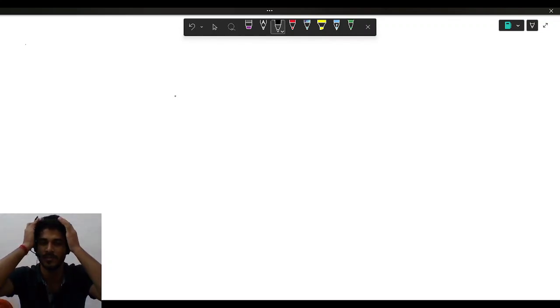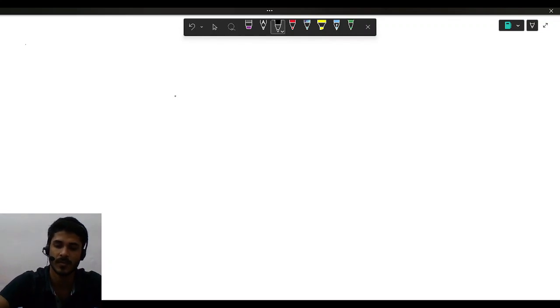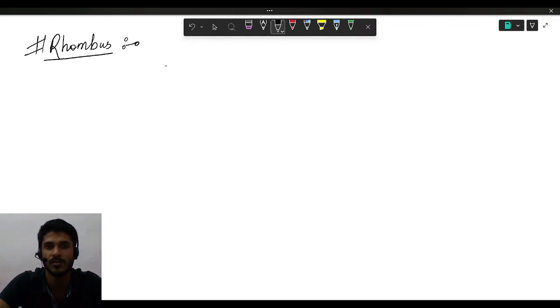Okay, so let's start from rhombus. Do you guys know what is rhombus? So what is rhombus? The simple definition says that it has two pairs of equal and parallel sides, and even all the sides are equal, a closed 2D figure in which all the sides are equal.